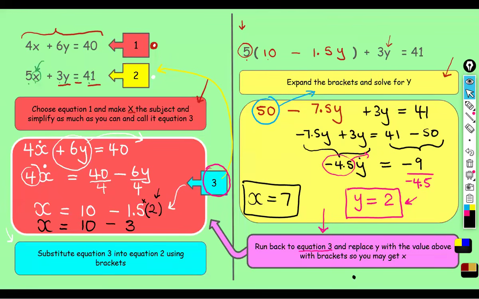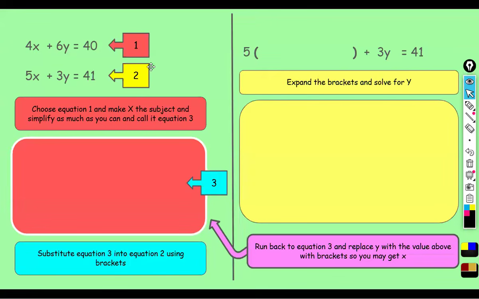Almost recorded. So my mistake, I didn't put on the recording. We run back to equation 3 and remember y used to be here. Remember the equation was this. So what we did, we threw away the y that was here and we replaced it with the value of y, which is 2. 1.5 multiplied by 2 is 3. 10 minus 3 is 7. X is equal to 7. That's an equation question.